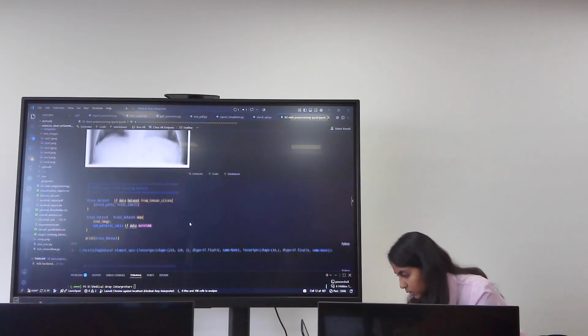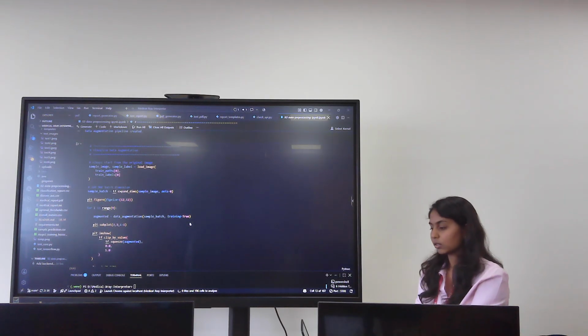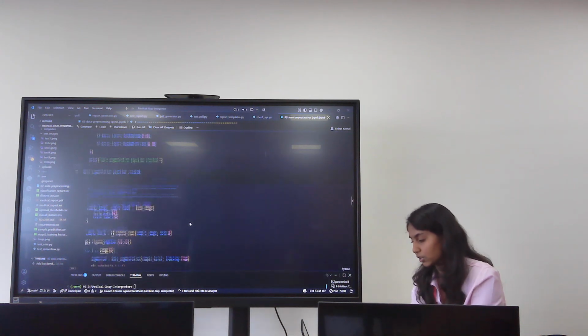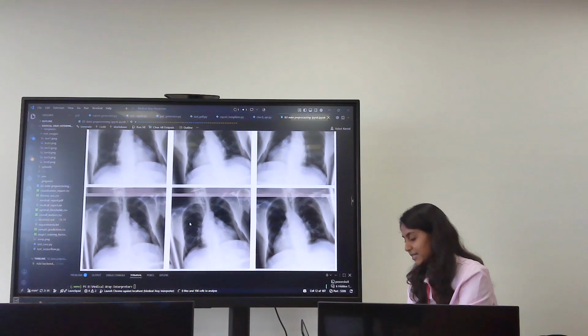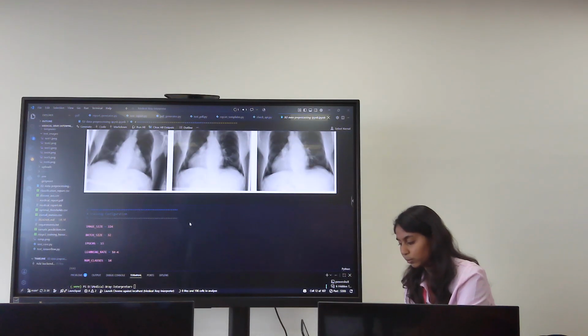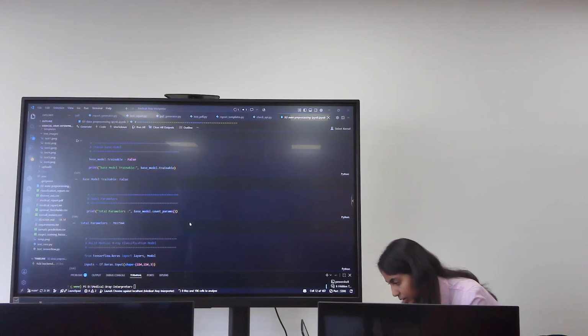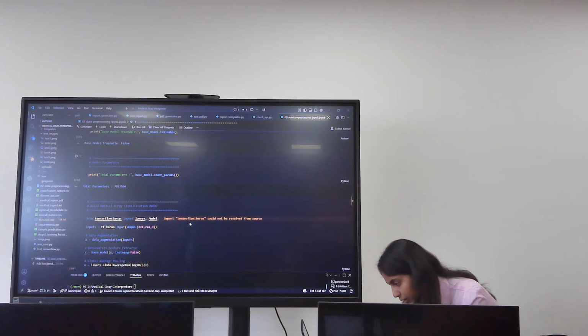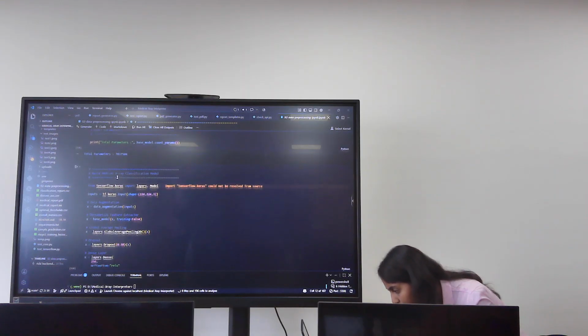So for that reason, this is the processing. Yes, so for that I've done data augmentation, as you can see here, when the X-rays are slightly rotated or zoomed. And this is the total parameters in my model.